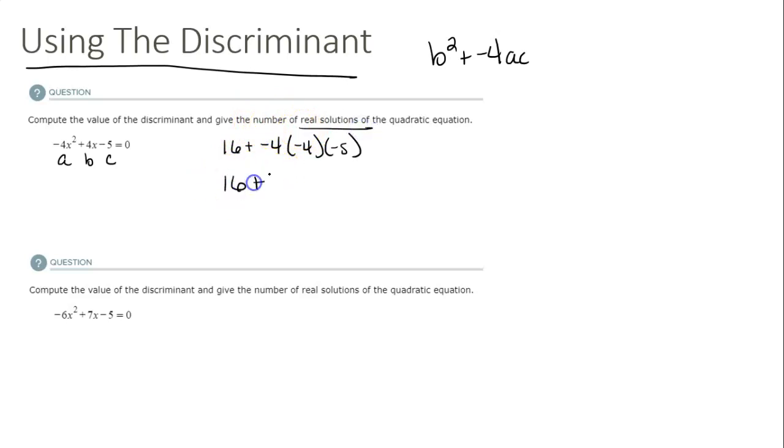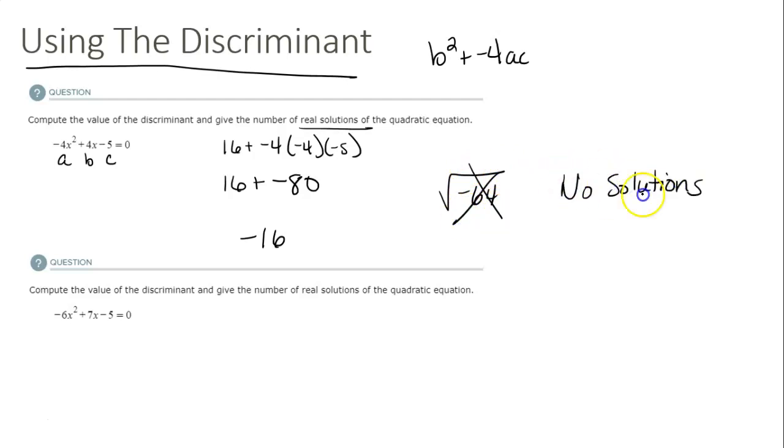So this becomes 16 plus negative 4 times negative 4 is positive 16. 16 times negative 5 is negative 80. And then 16 plus negative 80 becomes negative 64, which means I would have the square root of a negative number, which means there would be no solutions, or you might write that as 0 solutions. For this one, it's already in standard form. So this is our A, our B, and our C. You pause the video and try this one on your own. You're just computing the discriminant and telling how many solutions you're going to have.